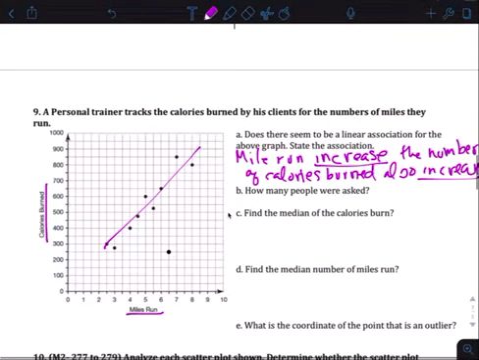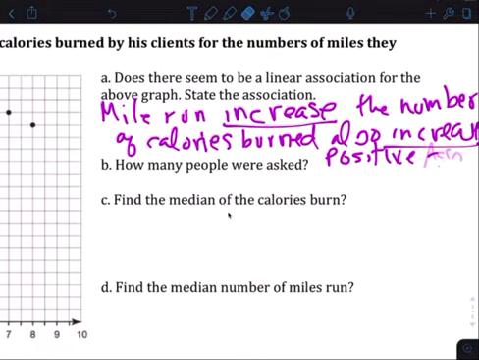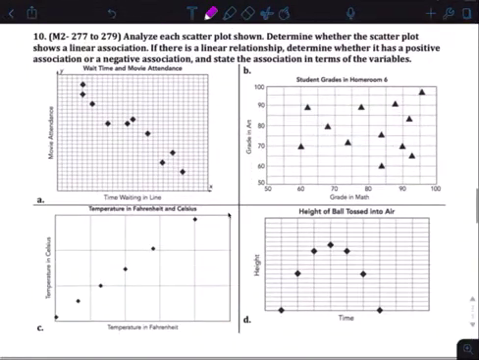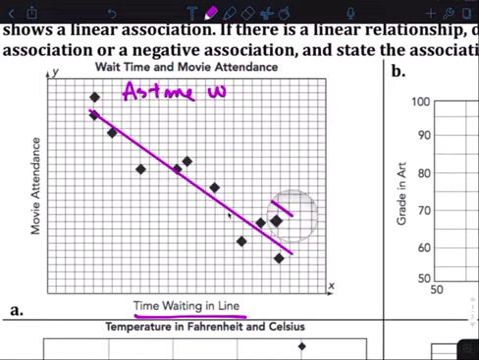Basically, the scatter plot is going up. This is called a positive association. Two increases make a positive, okay? Now, a negative association is this one here. This one's negative because as time waiting in line increases, it's also a negative association because it's going down.